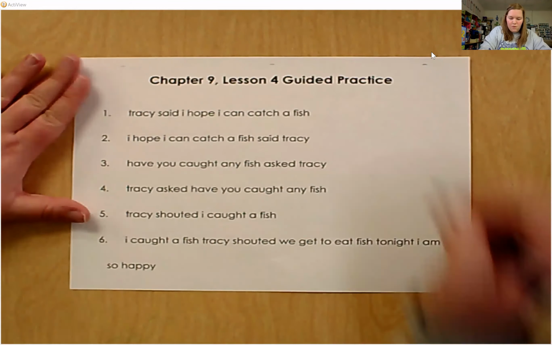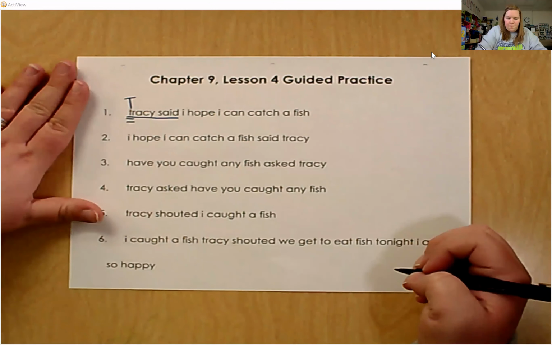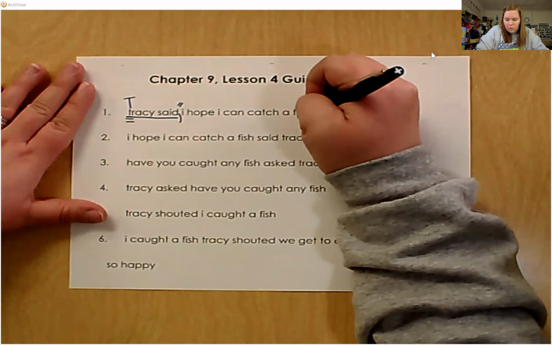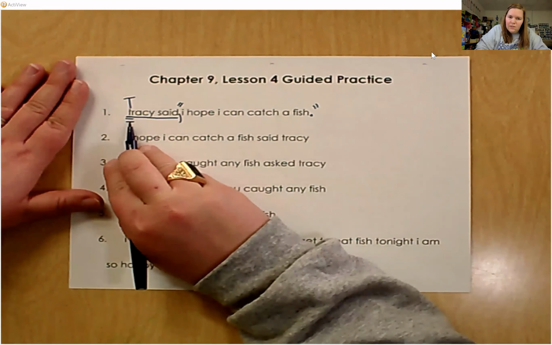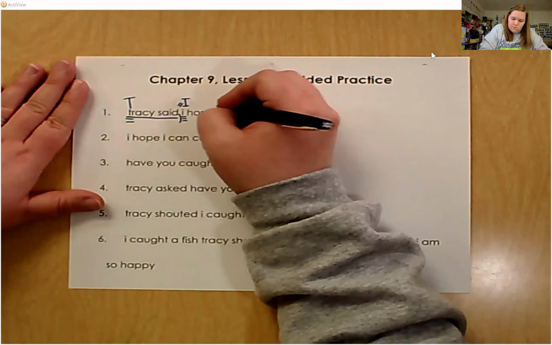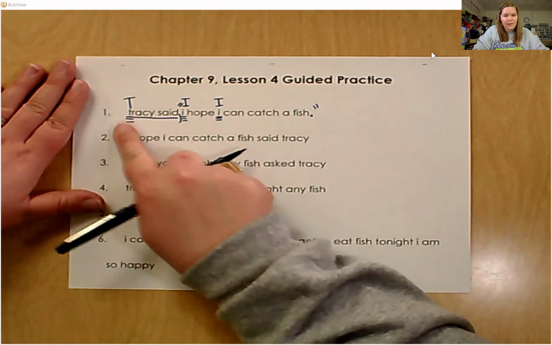The first few sentences probably look very similar to yesterday. All right, number 1, Tracy said, "I hope I can catch a fish." All right, so first off, we're going to capitalize Tracy. Let's underline Tracy said. That's the explanatory words. Comma. Start your quote. "I hope I can catch a fish." Let's put a period inside the quotation marks. Okay, we already capitalized Tracy. That's the beginning of the sentence. We need to go back and capitalize our pronoun I's. Tracy said, "I hope I can catch a fish."